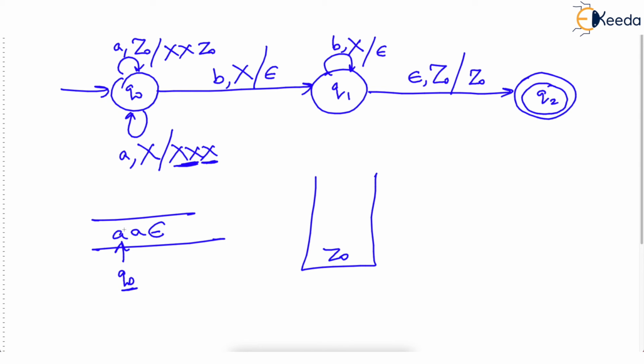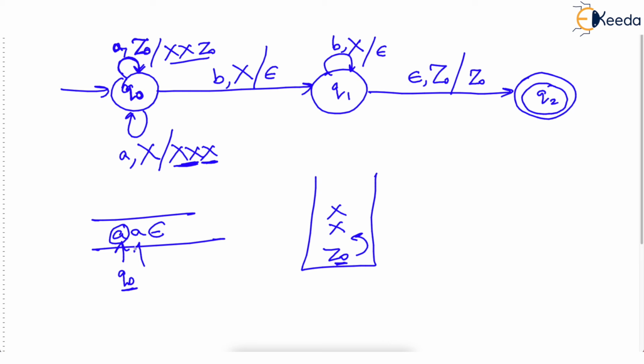You are in Q0, you are reading a and top is Z0. Then the result is Z0 will be superseded with XX. This is the result, correct? And you will stay in Q0. Watch, you will have a loop here.